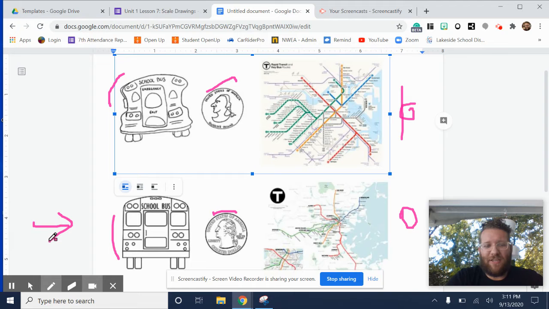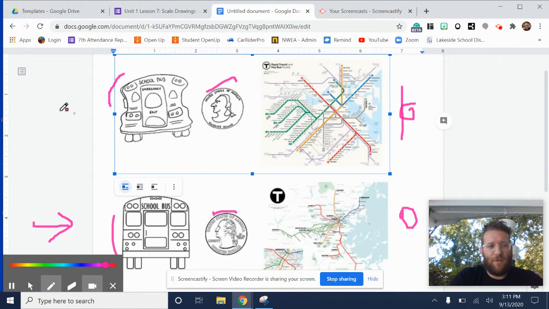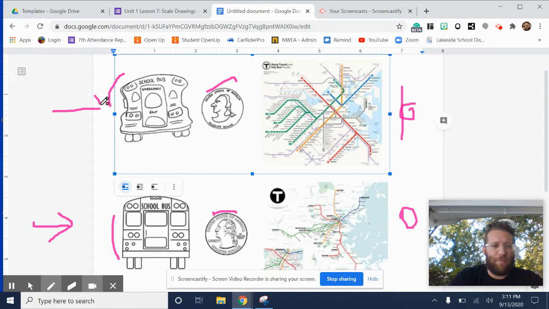When we look at these drawings, we can see that these are both drawings of school buses, both drawings of quarters, and both drawings of a subway system. The difference is that the ones on the bottom look more like real life. If I asked you whether the pictures up here on top were scaled copies of real life, you would say no, not quite, because they don't look like real life.